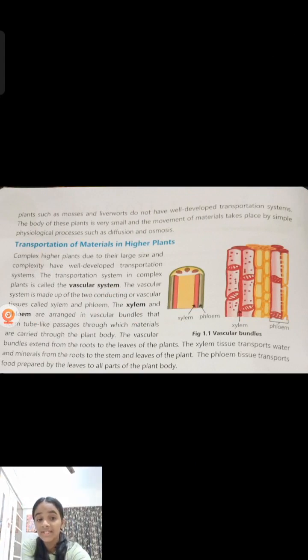Now, question number 6. How is the body of these plants? The answer is, the body of these plants is very small, and the movement of materials occurs by simple physiological processes such as diffusion and osmosis.